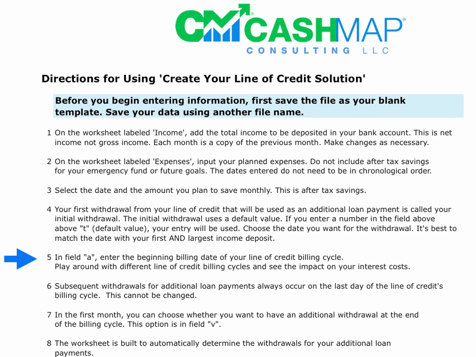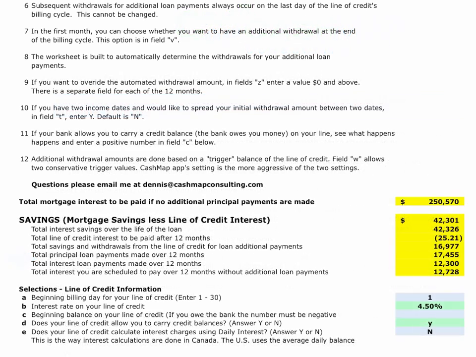Next, we're going to determine what our billing date is going to be for our line of credit billing cycle. That's the period that the bank uses to calculate your interest, so you want to know what that is. In this particular case, it's the first, meaning the first day of the billing cycle is the first, and the last day is the 30th of the month.